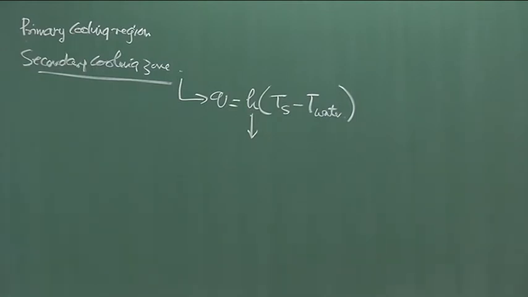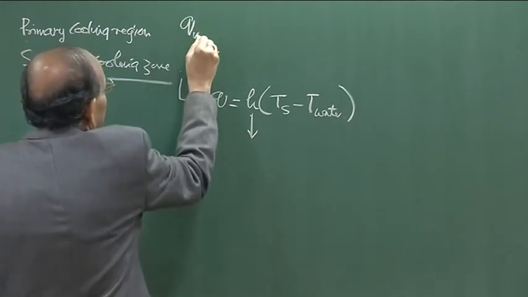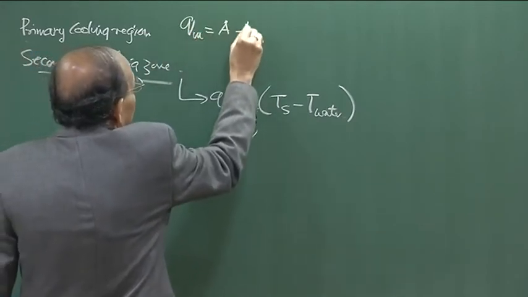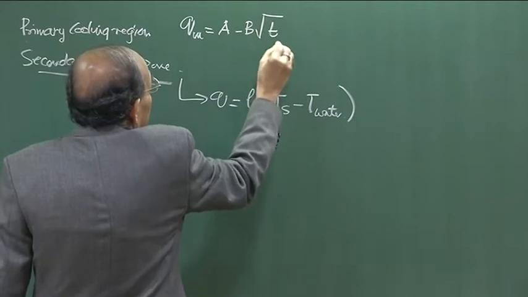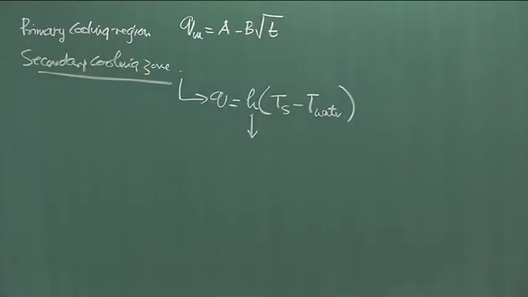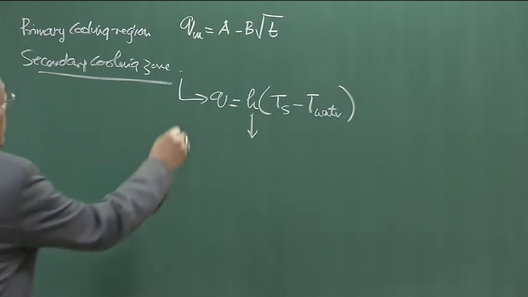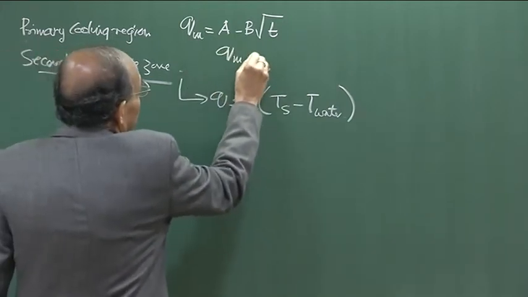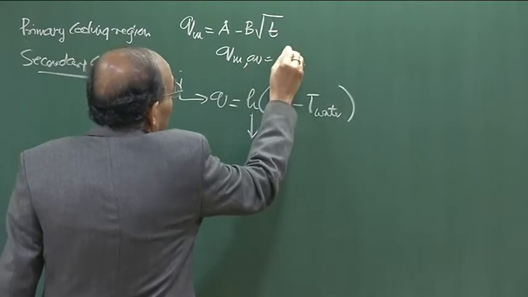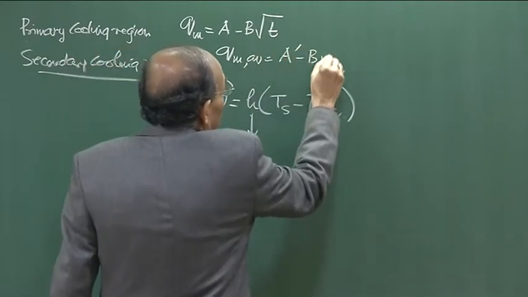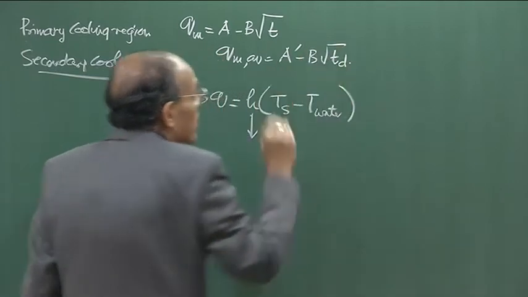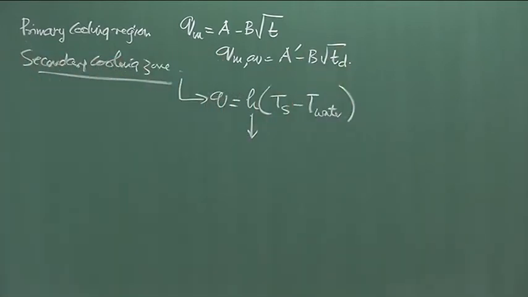In the primary cooling zone, the mould heat flux basically obeys a relationship where T represents the time below, or we can also say that the average mould heat flux is equal to A prime B square root of T d, in which T d represents the dwell time. That square root dependence of heat flux in the mould region is essentially a reflection of the parabolic rate law of solidification.